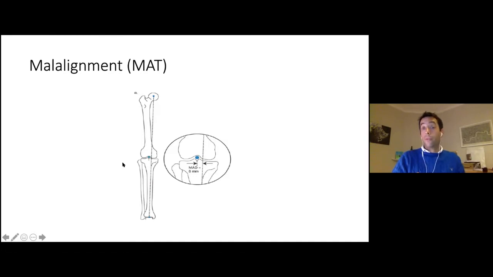Sometimes length issues don't really demonstrate a big malalignment test. Sometimes complex double-level deformities or deformities with translation as well may not show a malalignment test as positive, but it's a good place to start.